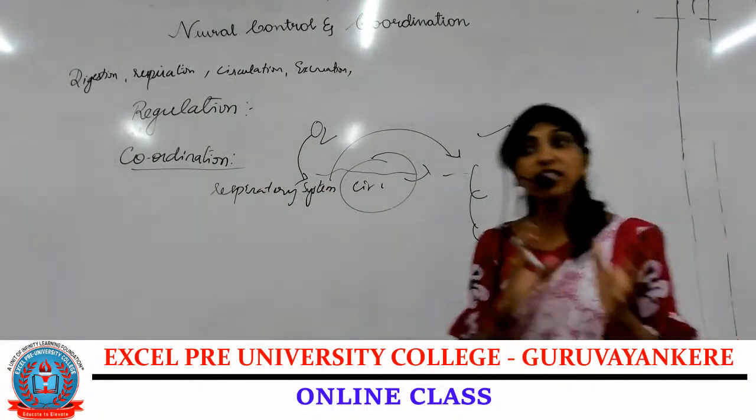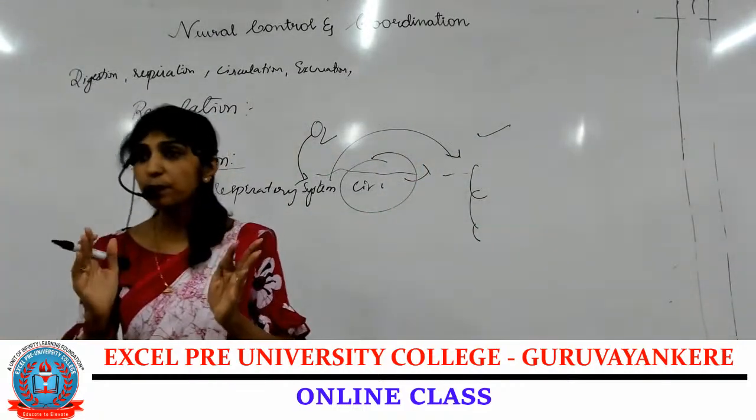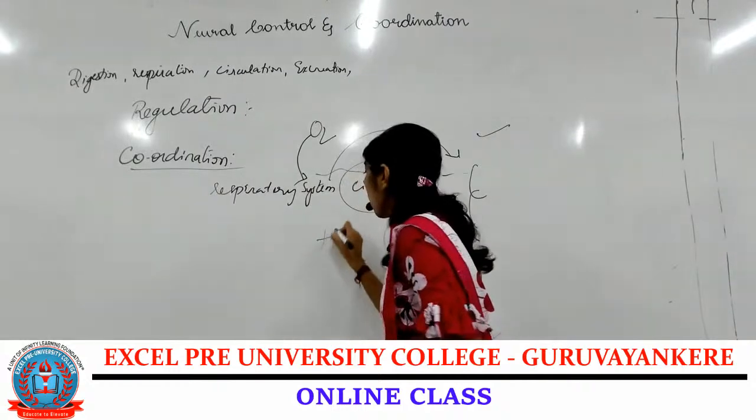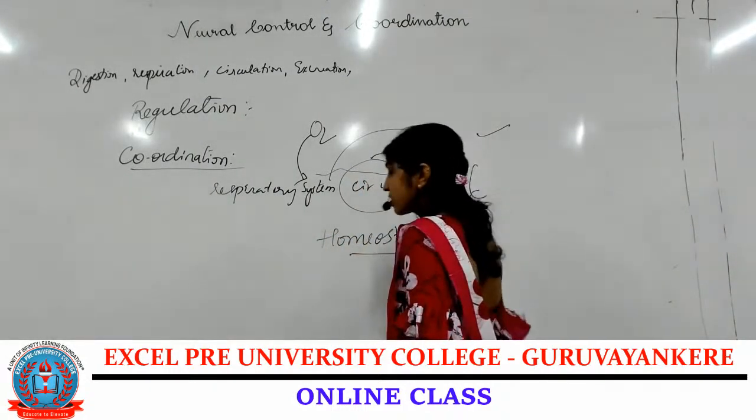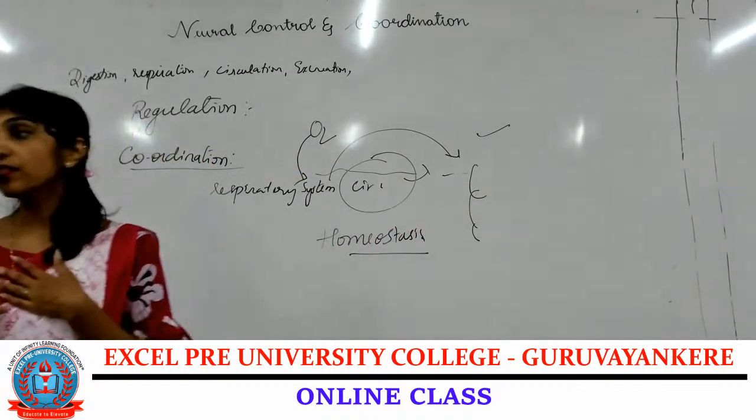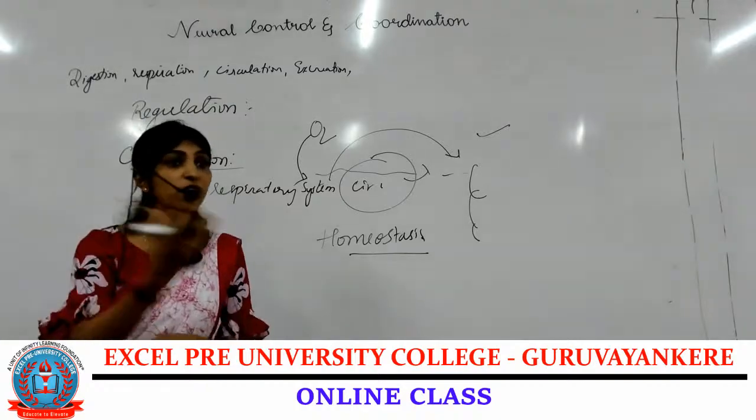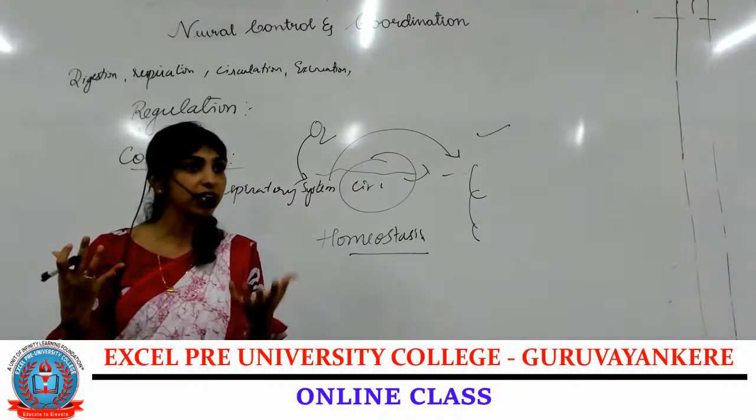Now, why do these two or more organs have to interact with each other? In simple terms, just to maintain homeostasis. What is homeostasis? That is to regulate the body function. Irrespective of our surrounding or environmental change, our body is regulated. It maintains the constant functioning.